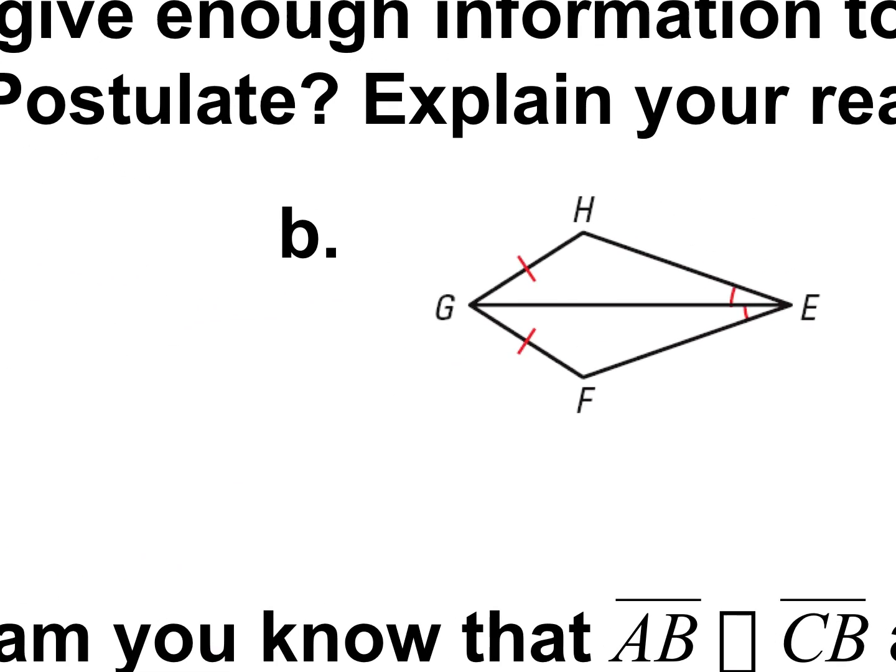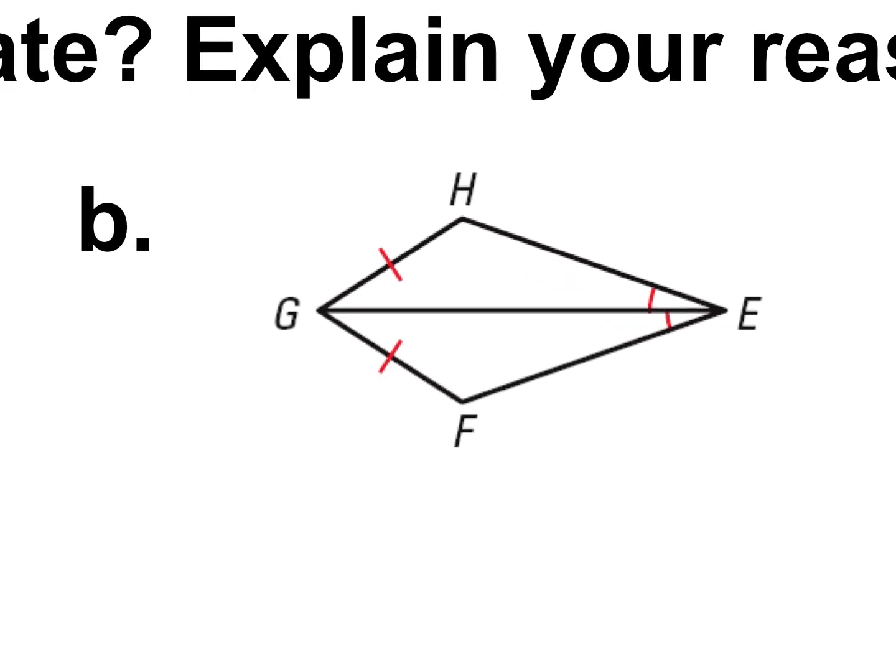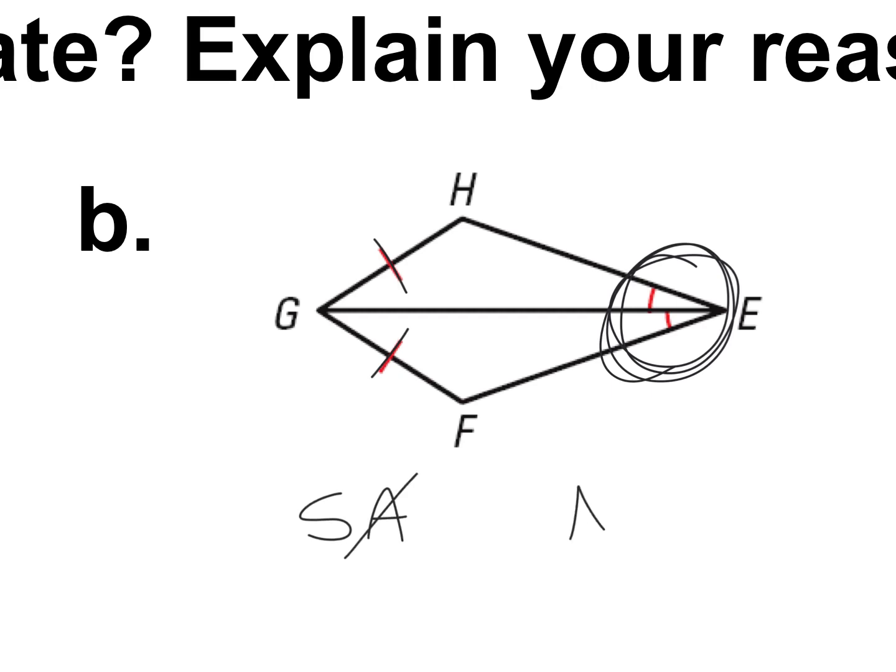Let's move over to B then. We're still doing side, angle, side. So do we have a side? Right here, right? We have a side. Do we have an angle? We do have an angle over here, but is it connected to the side? No, so we do not have our angle. So this is not congruent.